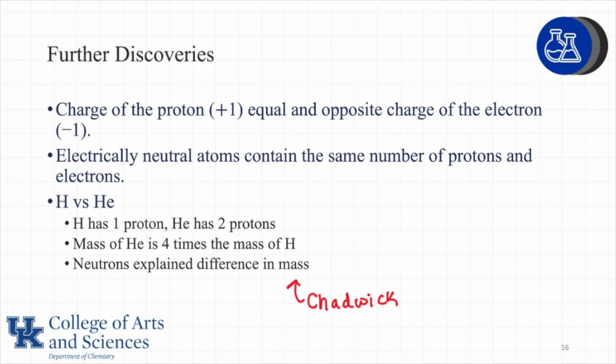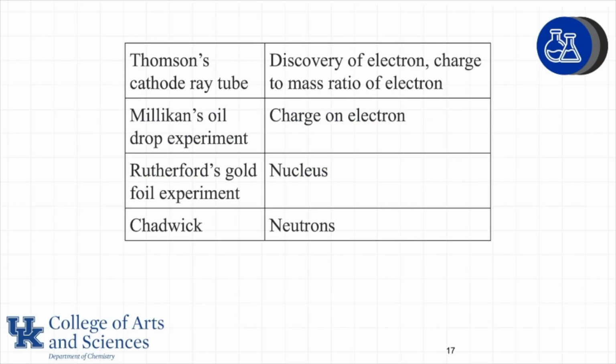So the discovery of the neutron was Chadwick's experiment, and this was in the 1930s, and kind of caps off where we ended up with atomic theory. Now we've gone on to learn other things in more detail. This is the basis for our modern atomic theory today. This is just a summary of the different experiments that helped us get to where we are today.